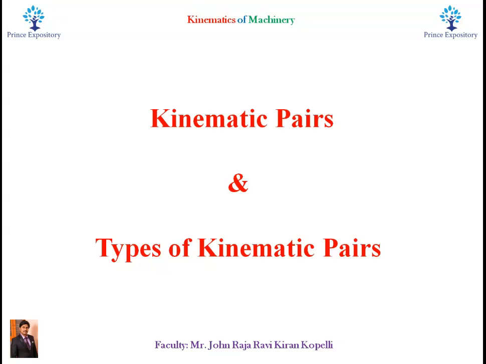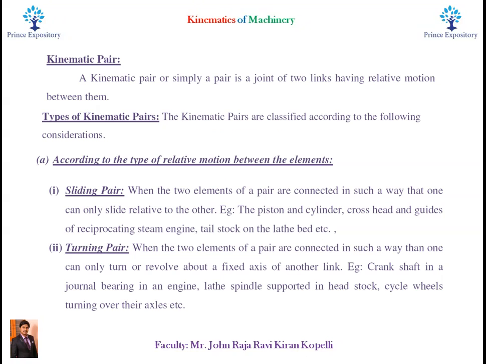In this video, we will learn about kinematic pairs and types of kinematic pairs. Kinematic pair. A kinematic pair, or simply a pair, is a joint of two links having relative motion between them.